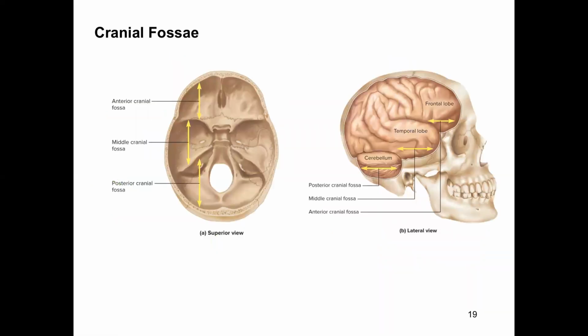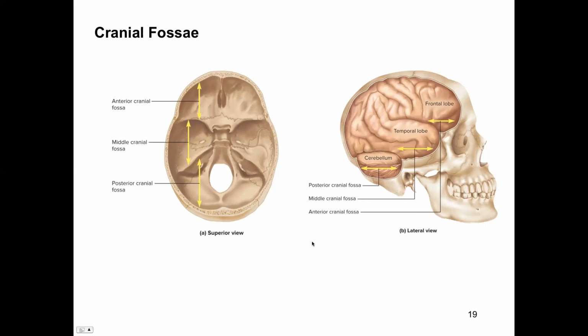Now, some of these fossae or grooves within the skull house the brain. When we're looking at the brain later in the semester, you'll look at the cerebellum, and you'll see the temporal lobe and the frontal lobe, and they're sitting in these grooves or fossae in the skull, housed by these cranial bones. So when you're looking at the skulls in lab, you can see these grooves or bowls where these parts of the brain are going to be sitting. All right.